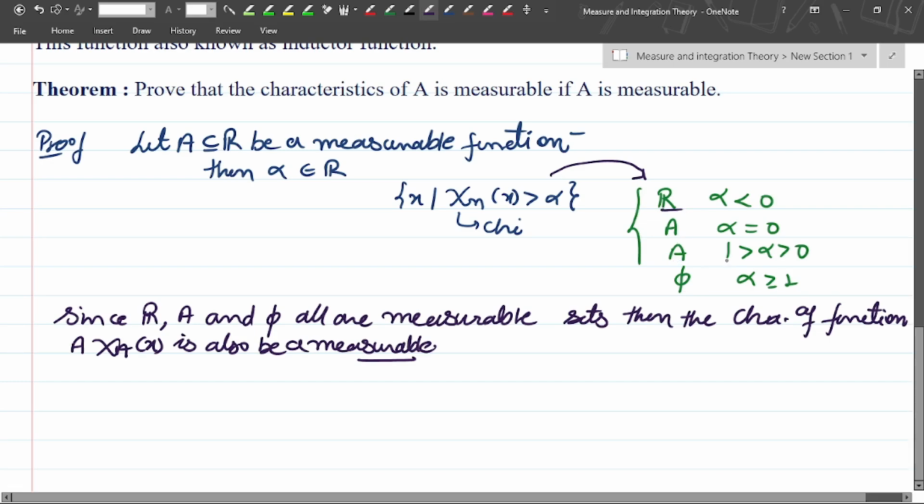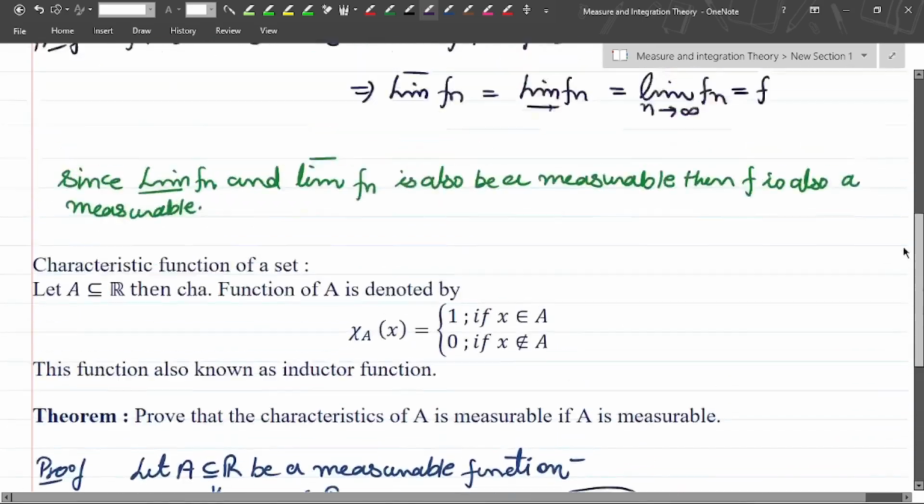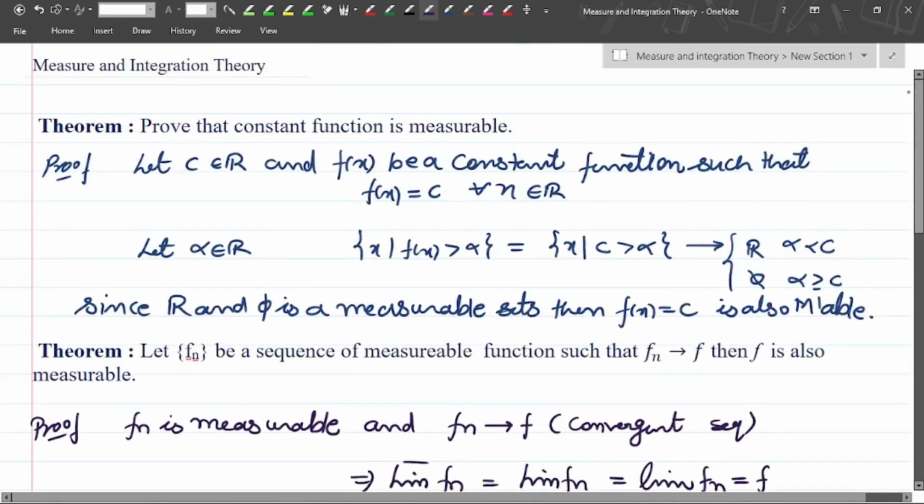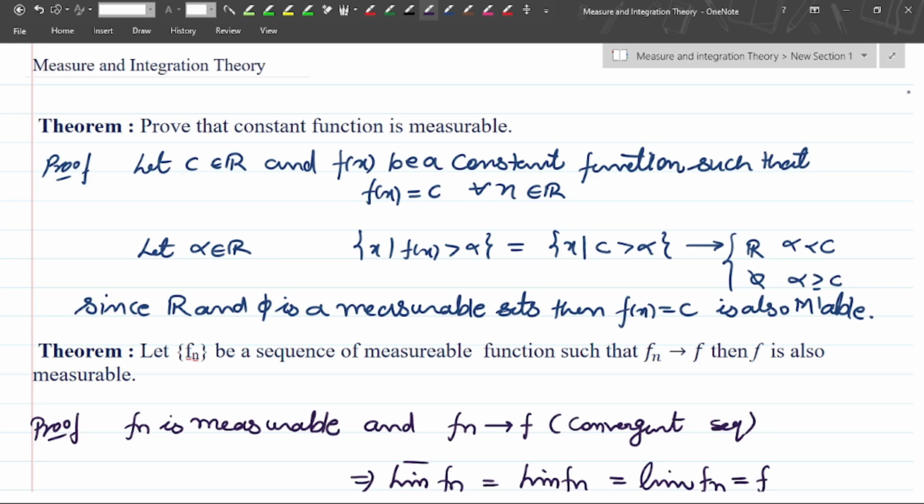So that is all about the characteristic function theorem and the two important, short, very simple theorems, and the proofs are very simple. I hope you are getting the point.